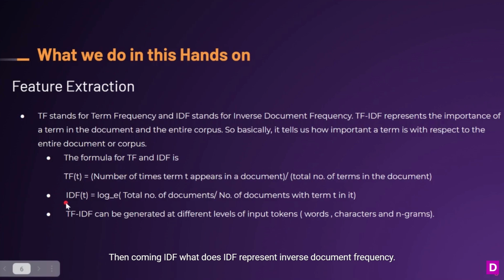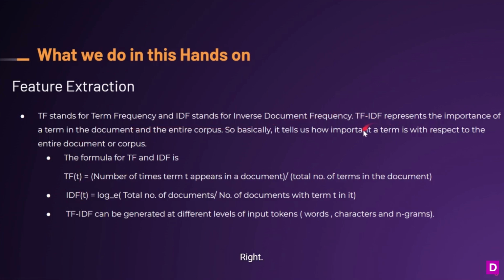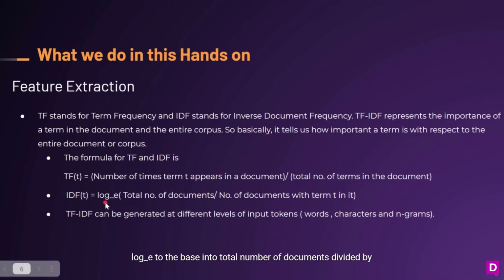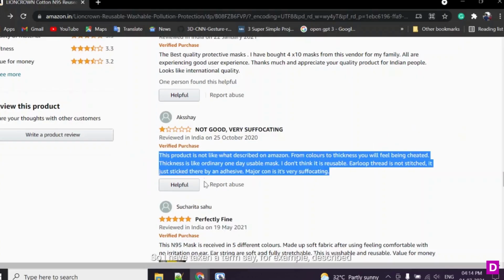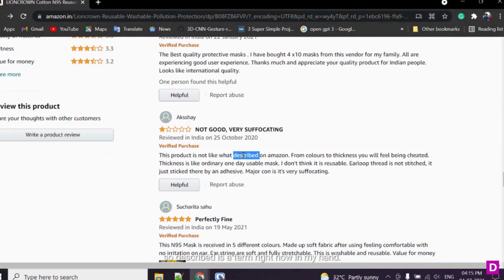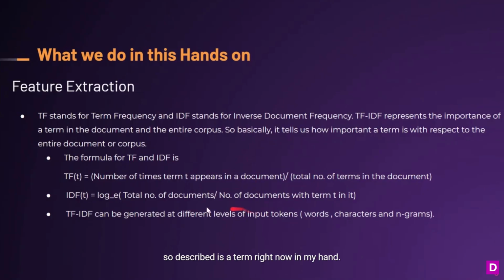Then coming to IDF, what does IDF represent? Inverse document frequency. The formula goes like this: log to the base e of the total number of documents divided by the total number of documents with the term t in it. This is very catchy, right? I have taken a term, for example, "described". So described is the term in my hand right now.